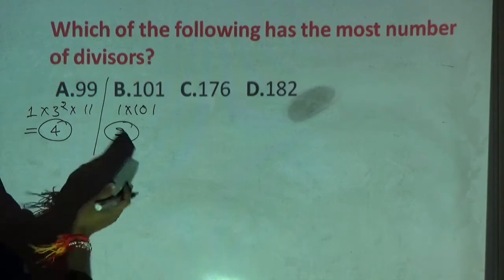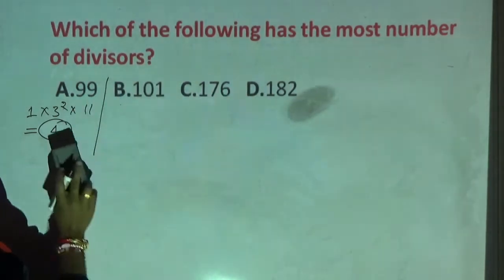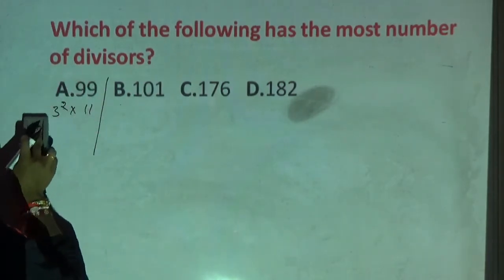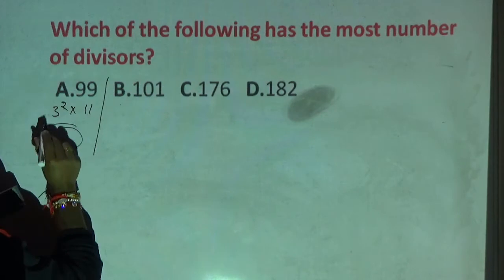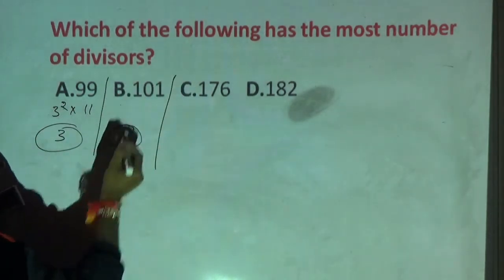Okay. So just ignore this. Ignore your 1 for the time being, because for every option I am ignoring 1, right? If we ignore 1 and the same number, the remaining I am writing here. So here, this is 3. Here 101 only 1, because it is a prime number.